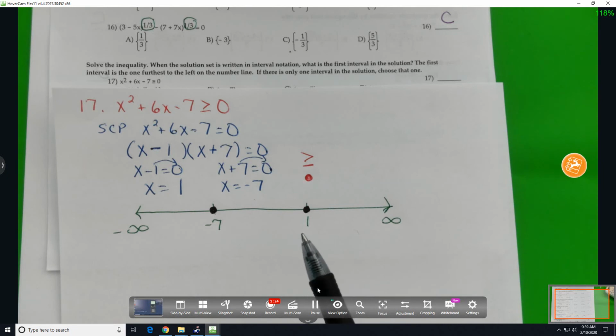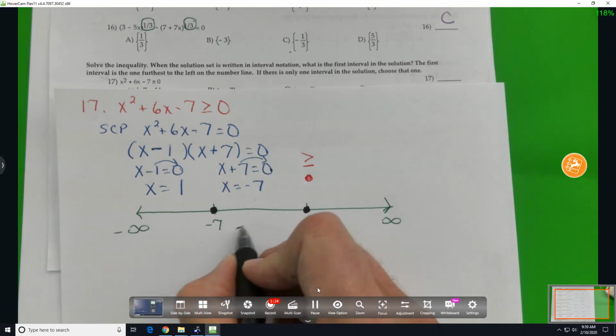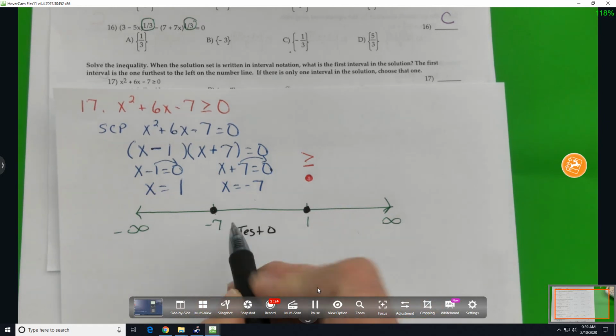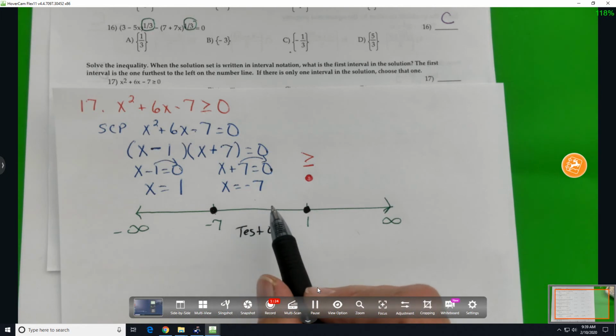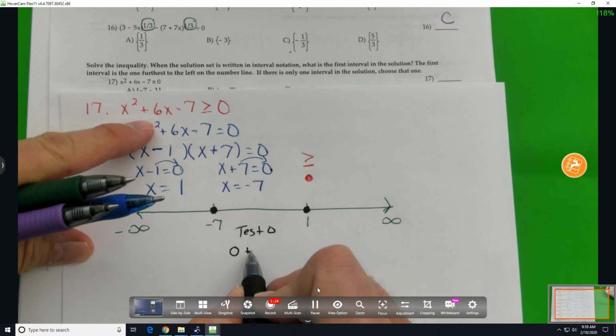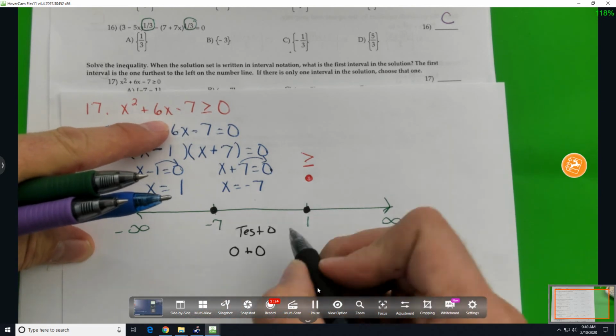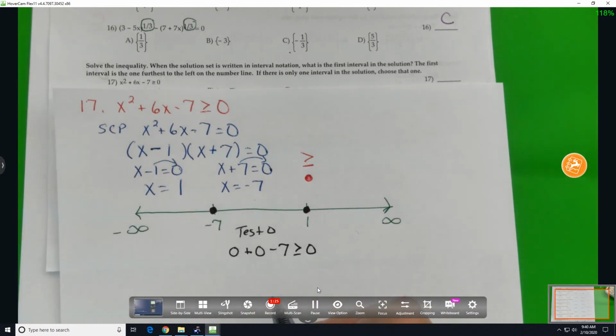I'll normally test a 0, which is where? Well, between negative 7 and positive 1. There's nothing really special about 0. You can test any number you want other than the cut points. So I'm going to test 0, which means I'm testing this interval right here. I'll plug that into the original problem. 0 squared is 0. 6 times 0 is 0. Minus 7 is greater than or equal to 0.